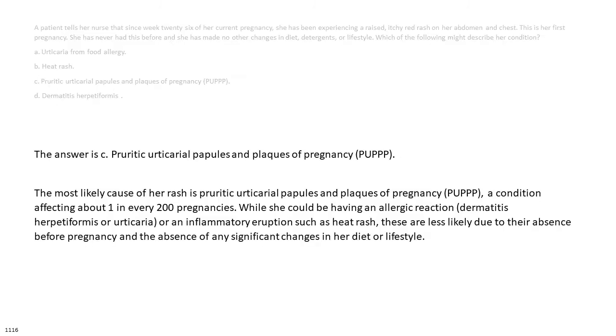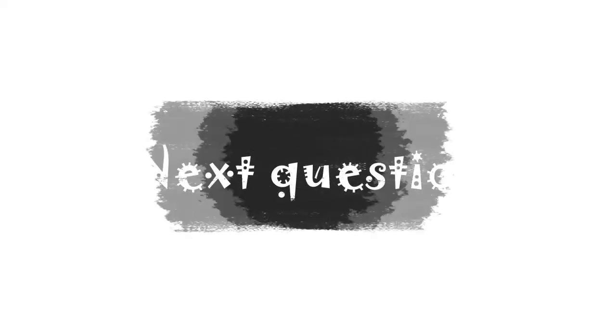The answer is C. Pruritic urticarial papules and plaques of pregnancy, PUPP. The most likely cause of her rash is PUPP, a condition affecting about 1 in every 200 pregnancies. While she could be having an allergic reaction, dermatitis herpetiformis or urticaria, or an inflammatory eruption such as heat rash, these are less likely due to their absence before pregnancy and the absence of any significant changes in her diet or lifestyle.